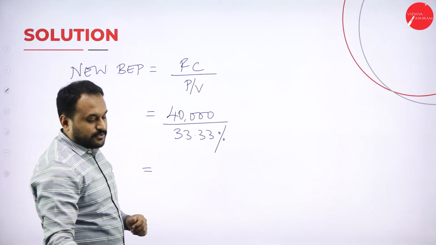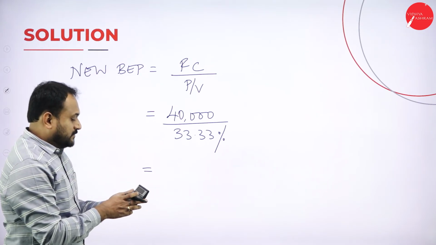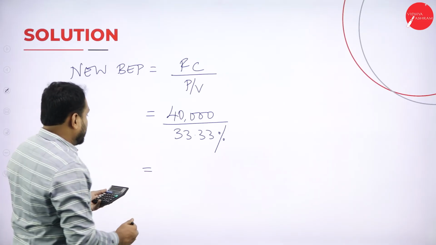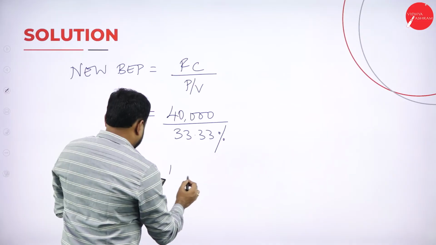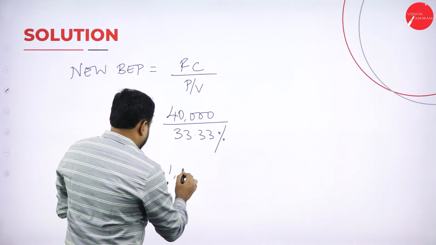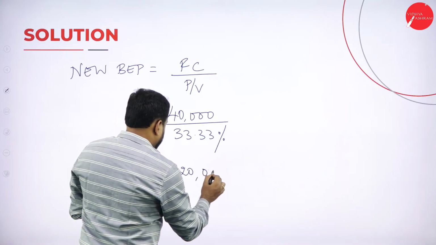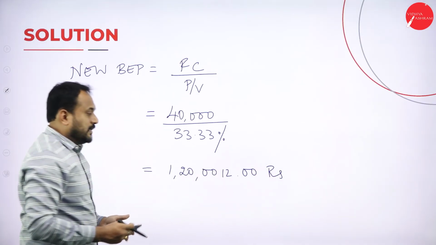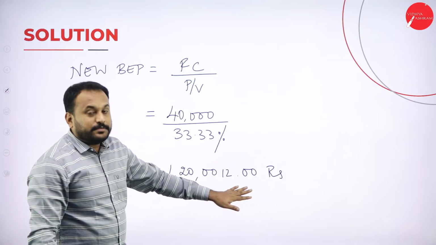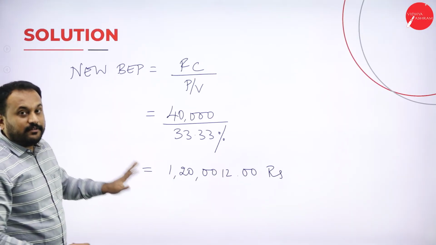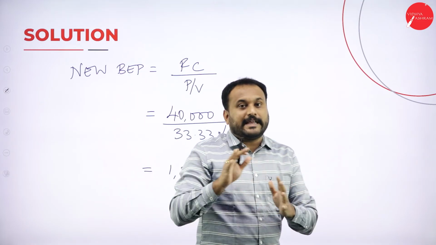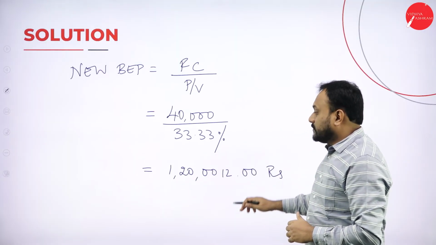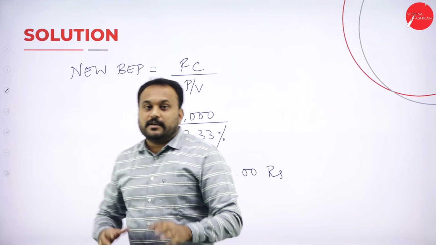Now you are supposed to take your calculator, 40,000 divided by 33.33%. Now I have something like this: 1,20,000. 1,20,012 rupees is my new BEP if the selling price is reduced by 10%. If it is reduced by 10%, how much is my new BEP? 1,20,012 rupees. So this is the answer.